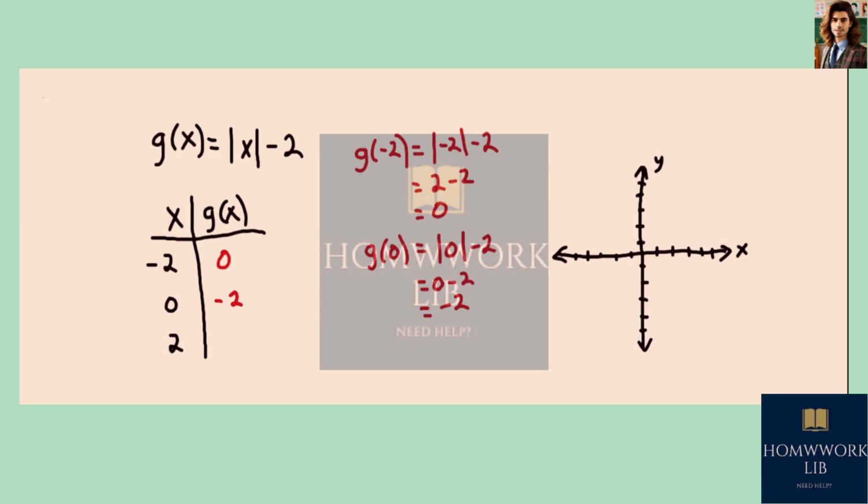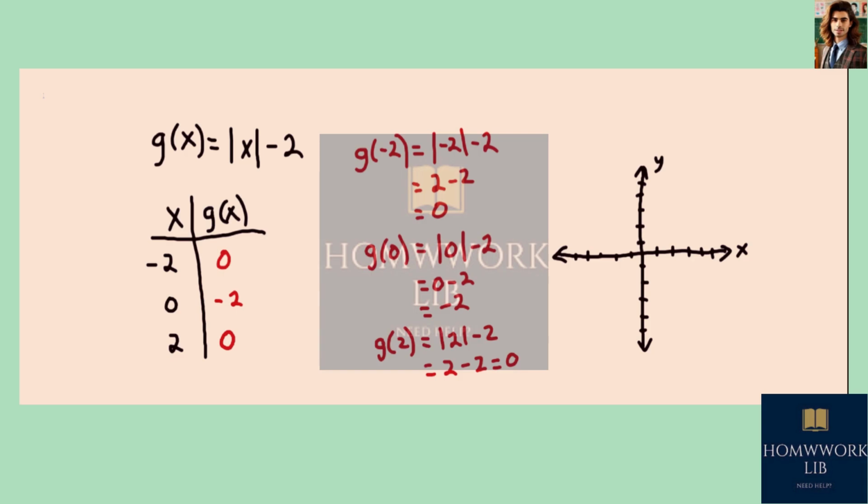And lastly, we need to find the value of g of x when x is 2. So to find g of 2, we simply substitute 2 in for x. So we'll have the absolute value of 2 minus 2. Well, the absolute value of 2 is 2, and 2 minus 2 is equal to 0. So when x is 2, g of x is equal to 0.